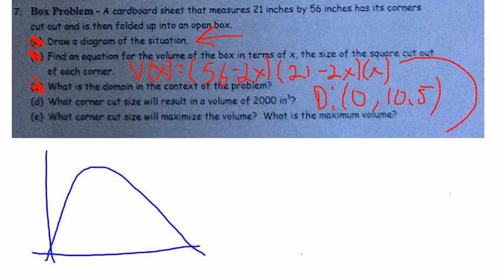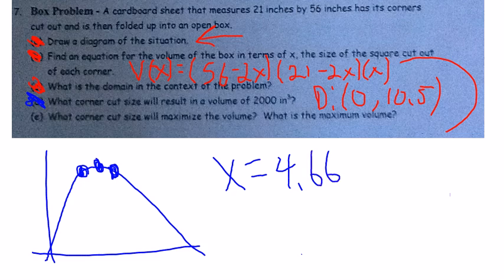Last thing I'm going to do, so I got D taken care of, I got to answer E. It says, what cut size will maximize the volume? So I go to my second trace button, my second calc, and I choose max, and then I go left bound, so I'm going to go left of it, I'm going to go right bound, and I'm hitting enter at each of these, so I hit enter again. Now I go and make a guess that's close to here, I hit enter, and it gives me a value, an x value equal to 4.66.